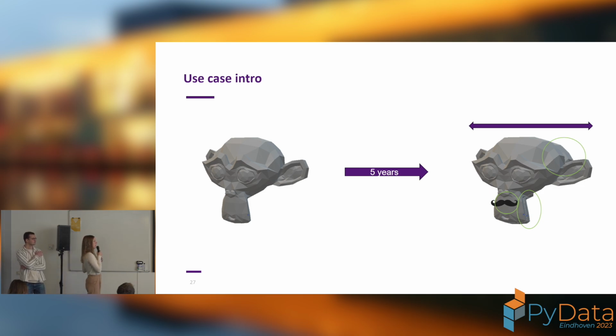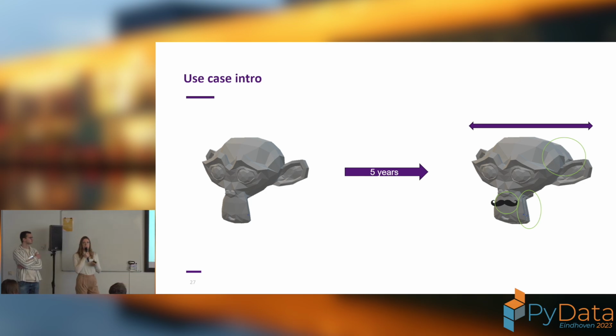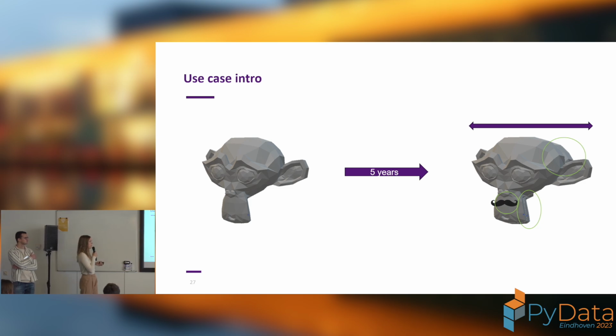So given a monkey that looks like this right now, can we accurately predict what the monkey will look like in 5 years? So we have to predict how all those points within the monkey will shift over 5 years and where they will be in 5 years. And that's something that was not researched a lot.